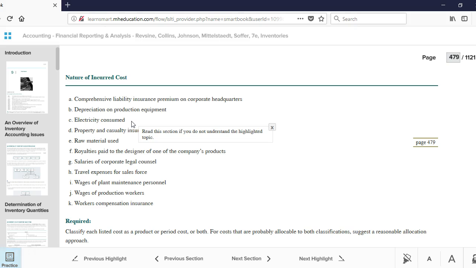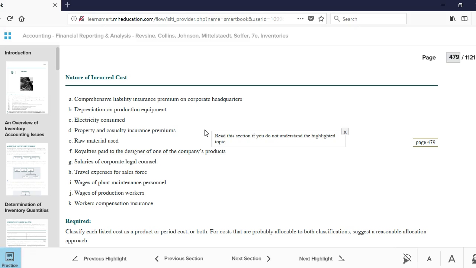I would dare guess that's the case. So that wouldn't require an allocation then, because I'd have the separate bill. Property and casualty insurance premiums. And again, they didn't really say, well, is this insurance premium on the home office building? Is it on the factory and the machinery in it? What is it for? We don't know.